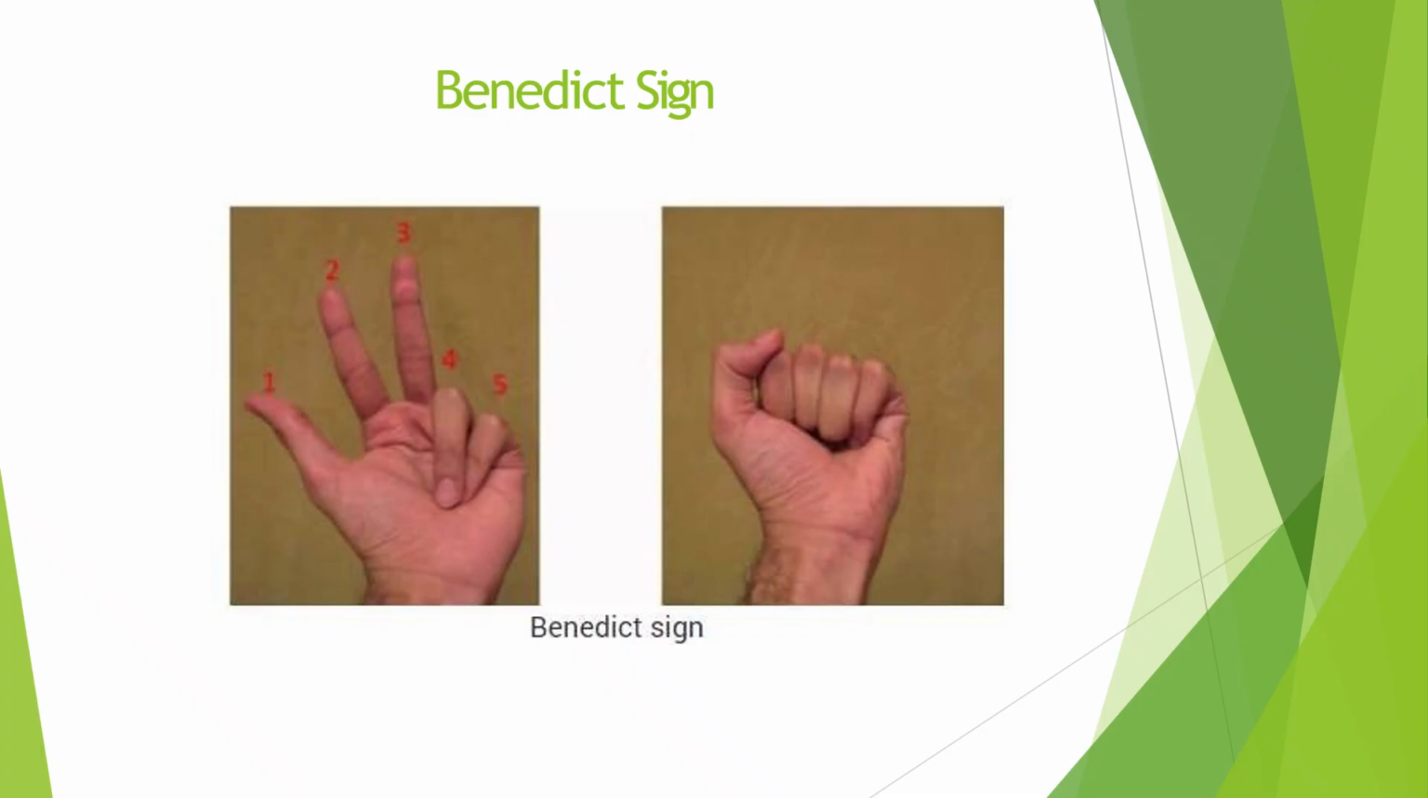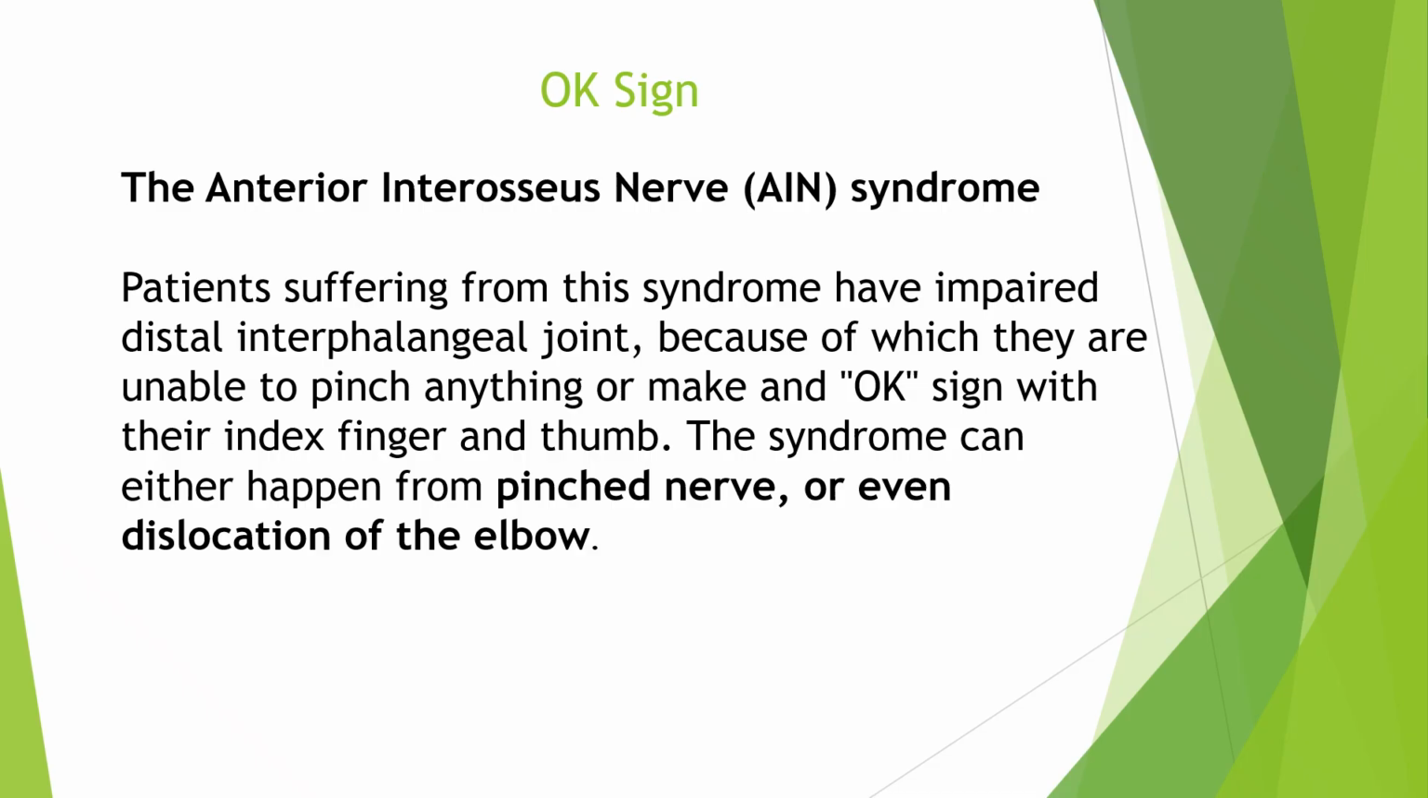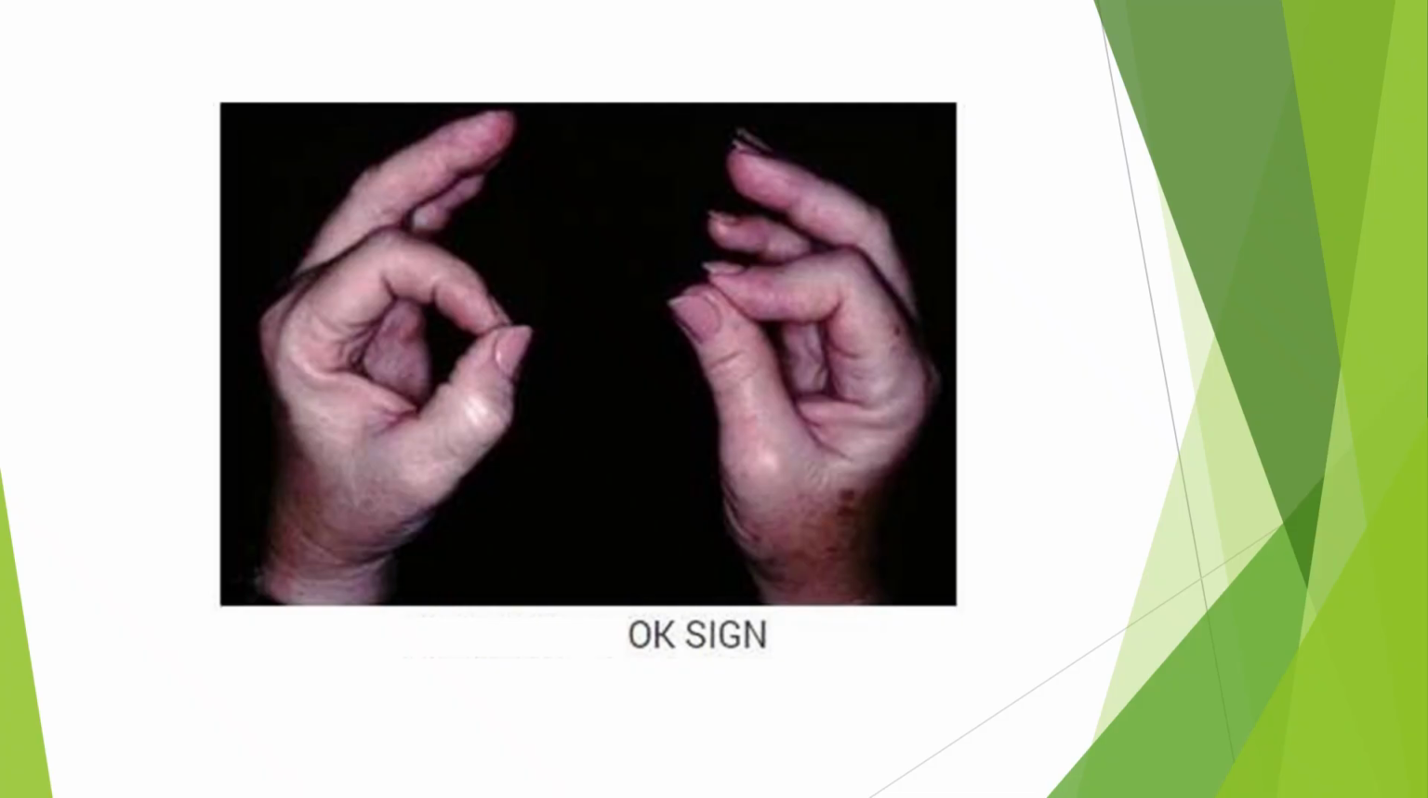Another sign is the OK sign. This sign is used to test the anterior interosseous nerve. When the anterior interosseous nerve is damaged, the patient is unable to pinch anything or make an OK sign with their index finger and thumb. So this is an OK sign. The patient is not able to make a perfect OK. The anterior interosseous nerve is damaged.